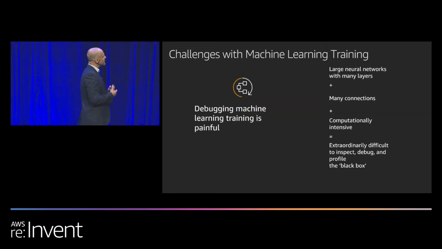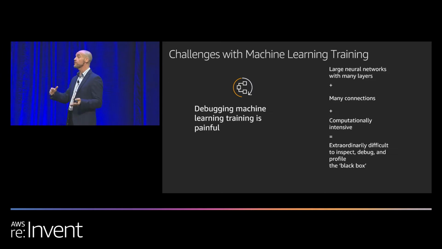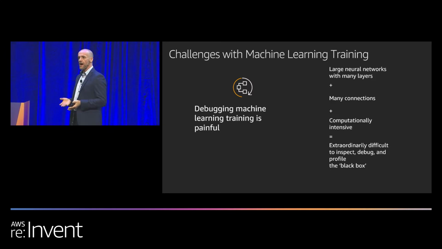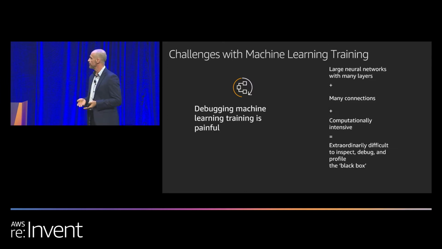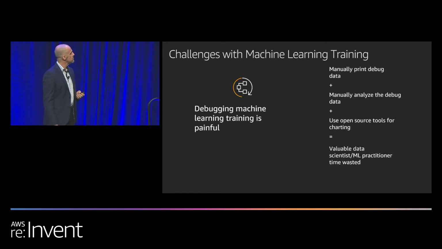Well, let's take a step back. This process happens because we often have large neural networks with many layers. This is a complex architecture that you're trying to optimize, whose weights you're trying to optimize for your task. It has many connections, it's computationally intensive, and it's really hard to inspect, debug, and profile what's going on. It's a black box in many cases. So some time ago, we said, okay, what can we do to make this process of debugging accessible?